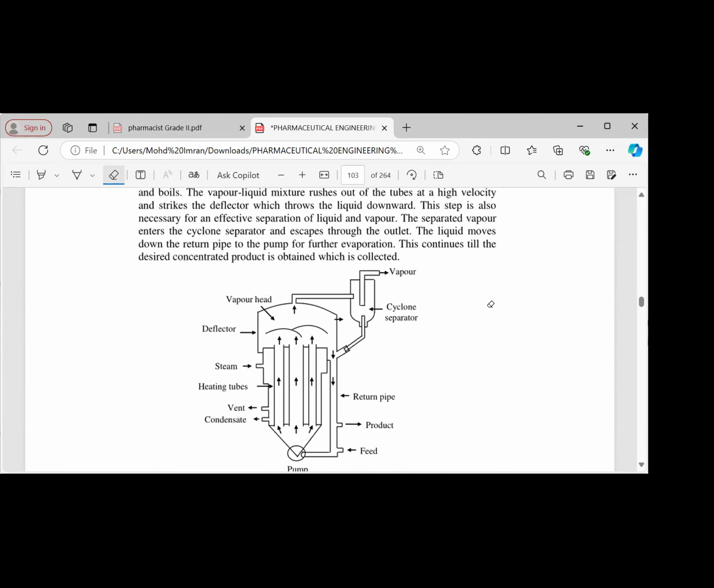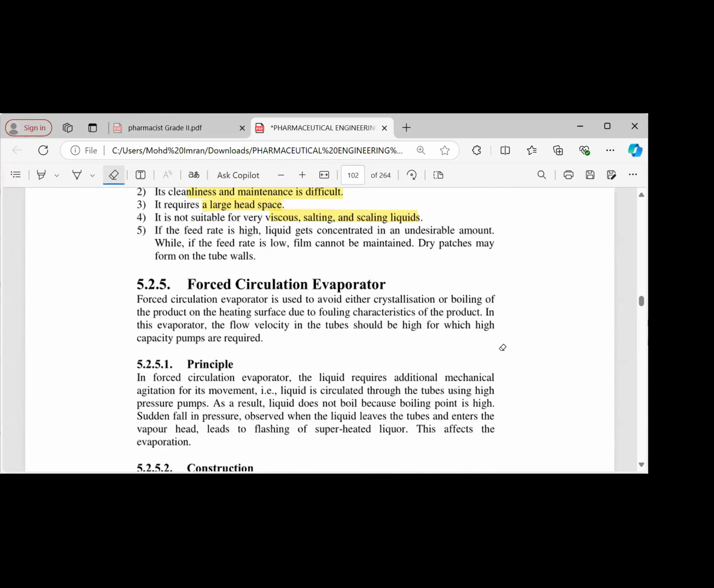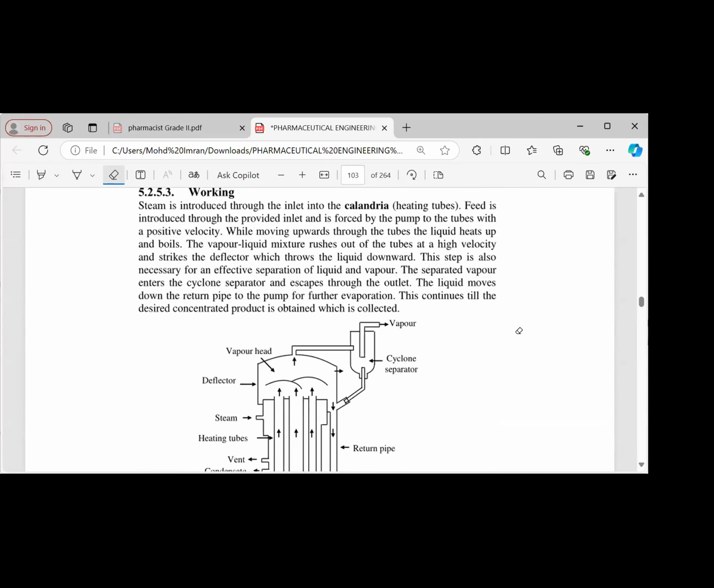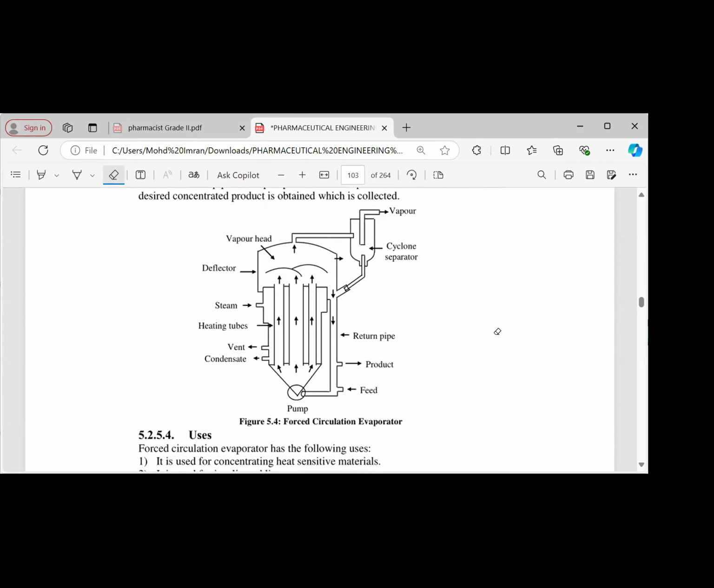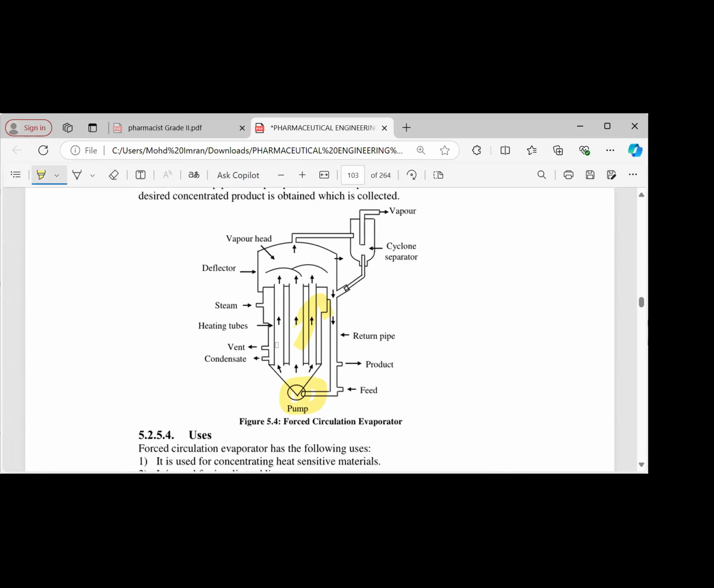Next equipment, a very important equipment. We do not have the falling film evaporator. Forced circulation evaporator. See, there is a minute difference between the forced circulation evaporator and the climbing film evaporator. I am showing it in advance: the minute difference is the pump. In the climbing film evaporator, we are not using any equipment to push the liquid to the top, but in the forced circulation evaporator, we use a pump to push this liquid. So that's important.